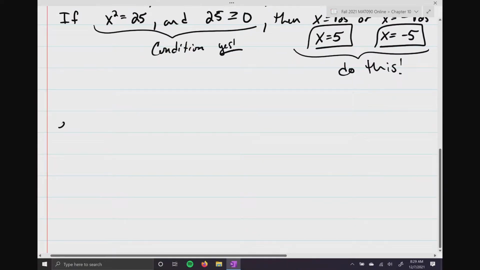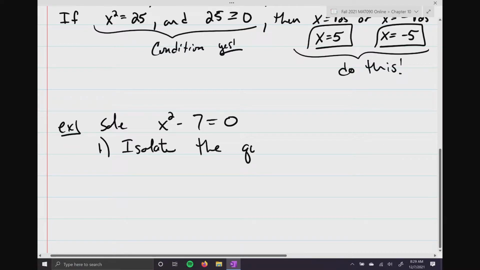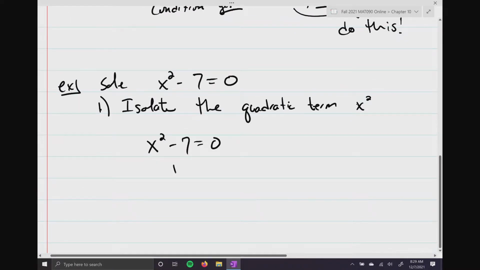So here's another example. So we're going to solve x squared minus 7 equals 0. So in this situation, remember, first thing we want to do is isolate the quadratic term. And the quadratic term is x squared, okay? So I'm going to add 7 to both sides. That gives me x squared equals 7.